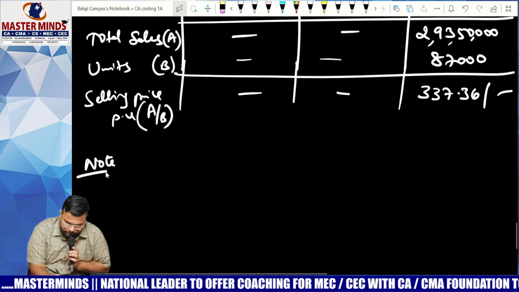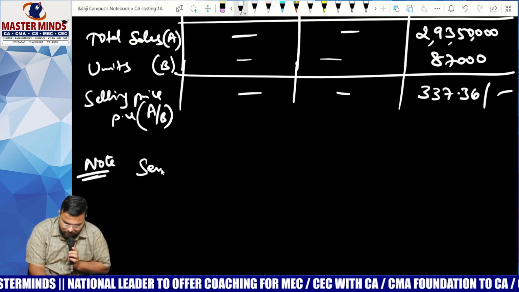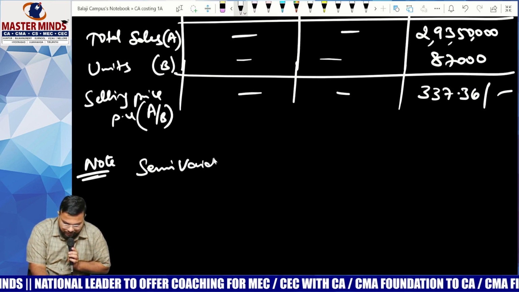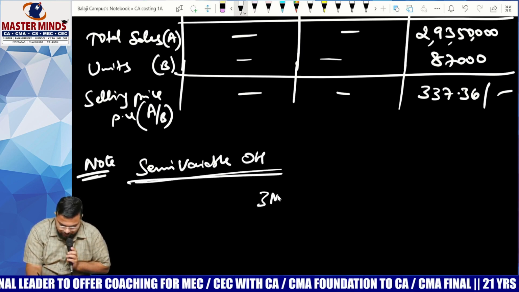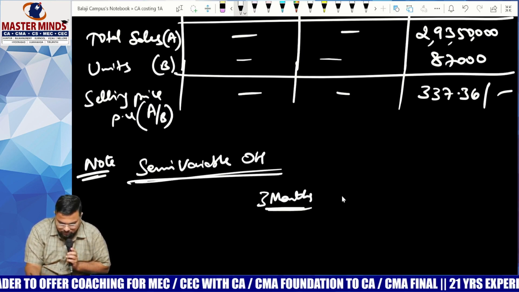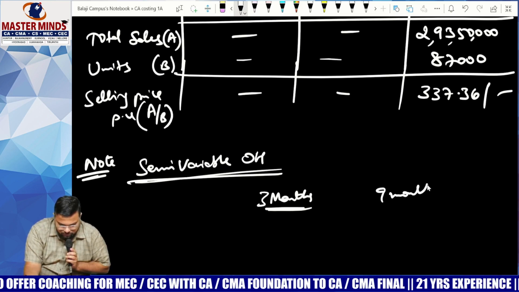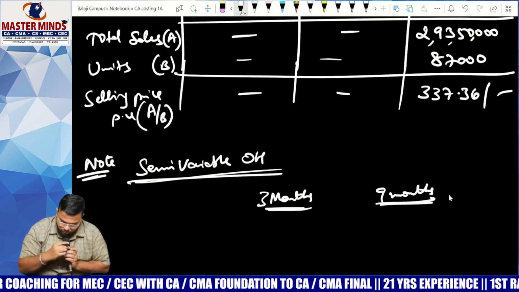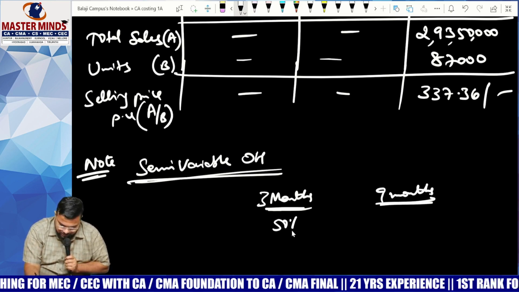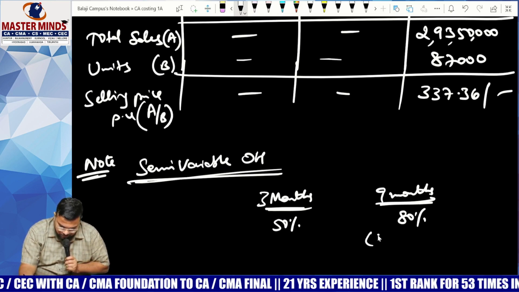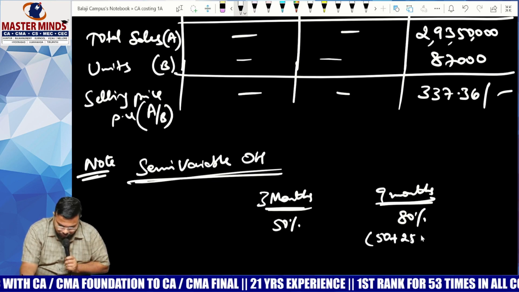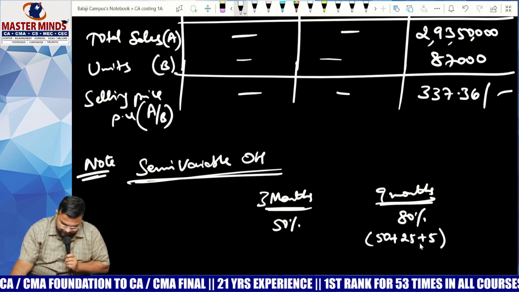Note, semi variable overhead, 3 months, 9 months. Okay, 50% capacity, 80% capacity. 80% means nothing but 50 plus 25 plus 5.